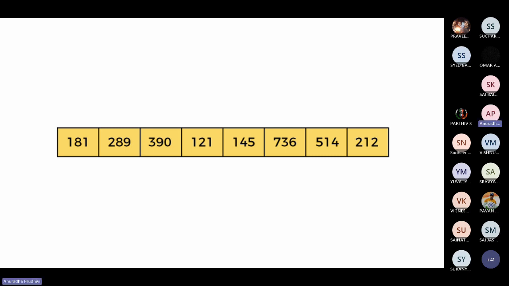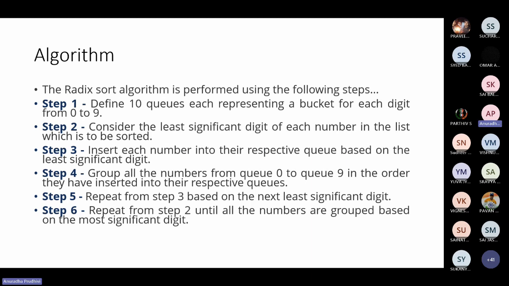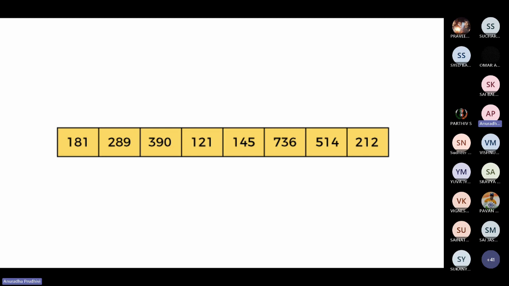Okay, so see. What is the first step? We have to consider 10 queues, that is from 0 to 9. You can do this another way also, I will explain. First, let's see this one using the queues, from least significant to most significant.